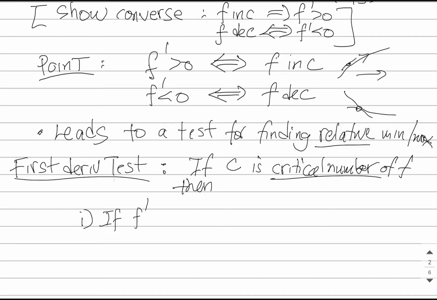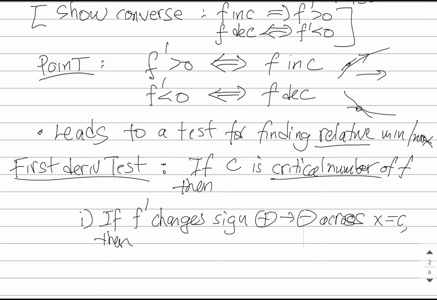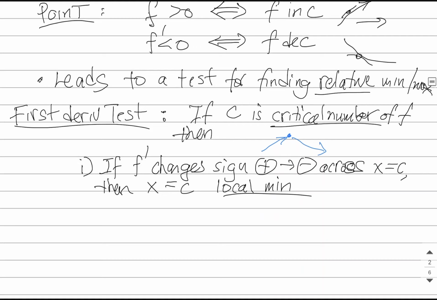If f prime changes sign from positive to negative across x equals c, then x equals c is what we'll call a local minimum. And think about the graph, right? If a graph has a positive derivative, it's going up. And if it has a negative derivative, it's going down. So somewhere right there, something has to happen. Either the derivative is 0 or the derivative doesn't exist, but it's a local high point.